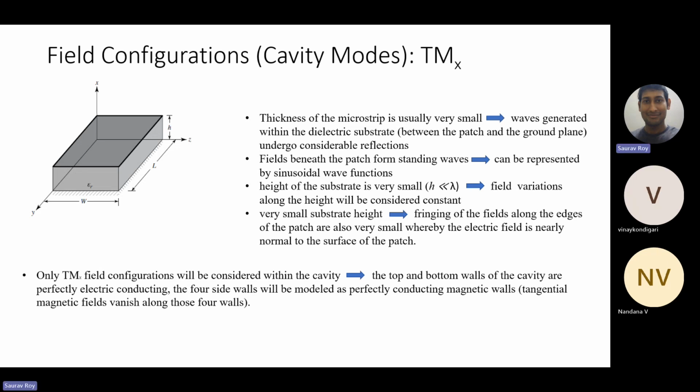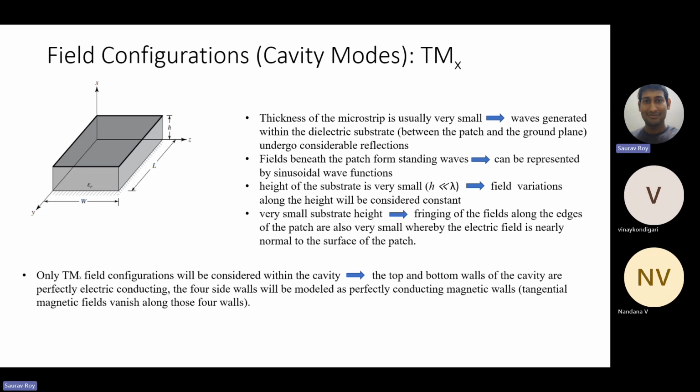Obviously, when the wave is generated between the plates, in the metal the wave does not propagate. It happens in the dielectric only. In between these two metals there is the substrate. There, the wave goes through multiple reflections between the two metallic layers. It's as if like a waveguide, right? And the fields beneath the patch generate a standing wave. When they have multiple reflections, you remember, they form a standing wave, and that can be represented as a sinusoidal wave function.